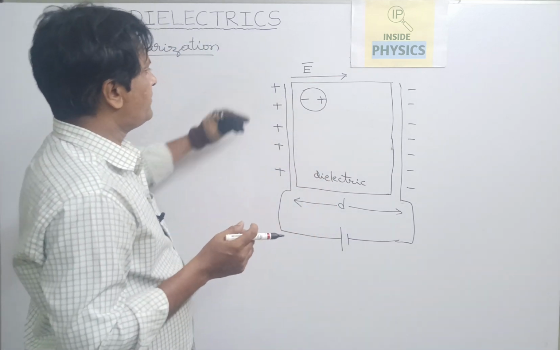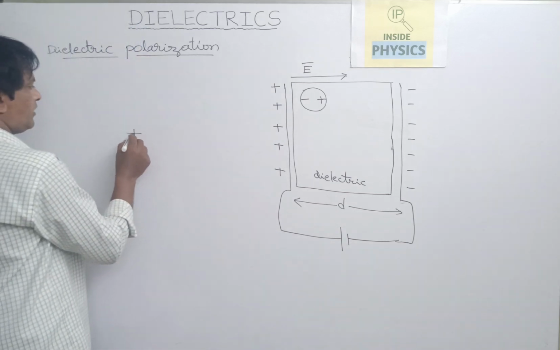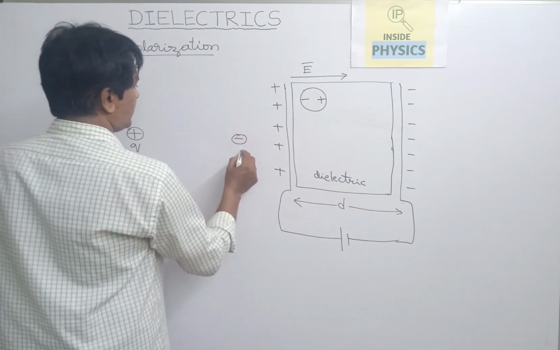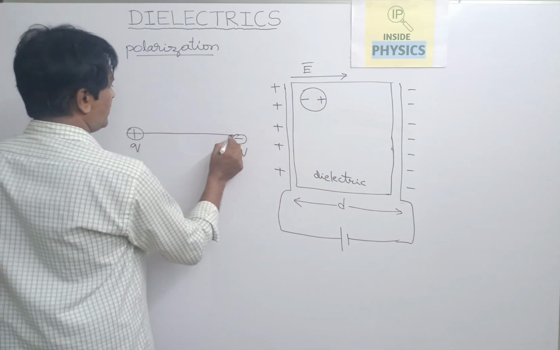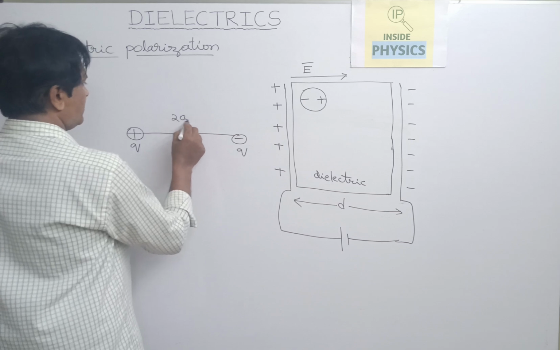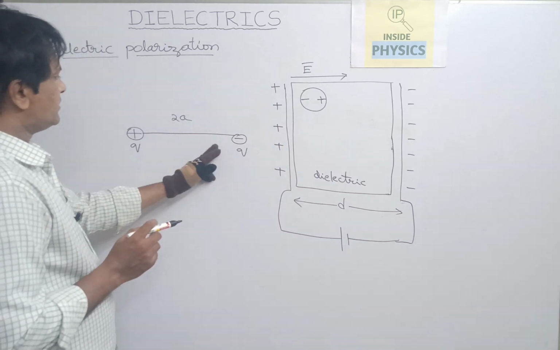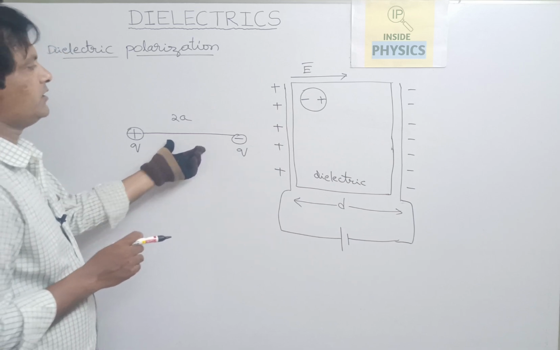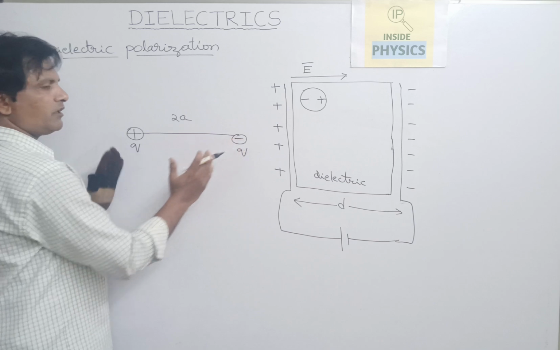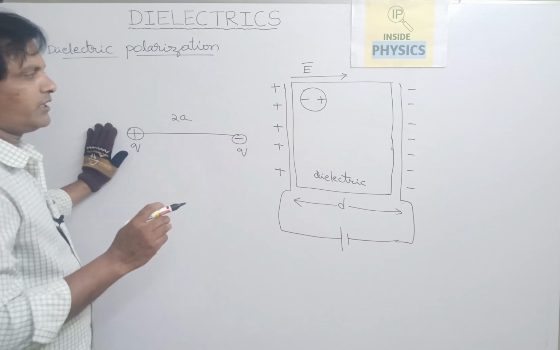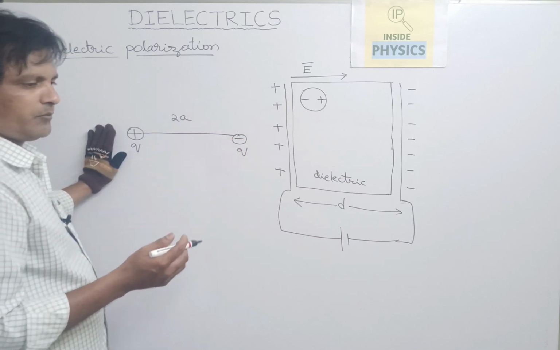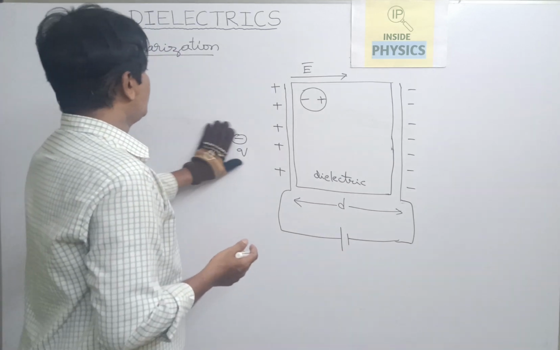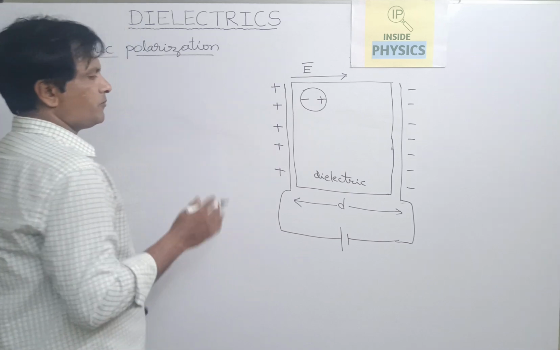What is a dipole? A dipole is nothing but two equal and opposite charges, say a positive charge and a negative charge, separated by a small distance, say 2a. Okay, this is nothing but a dipole, two equal and opposite charges separated by a small distance. This distance may look large, but an example of a dipole is a molecule, an atom or an ion, which are sometimes polar, sometimes non-polar.